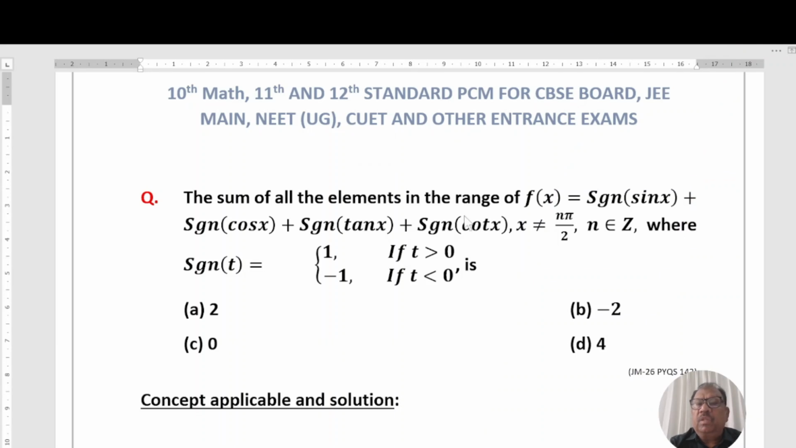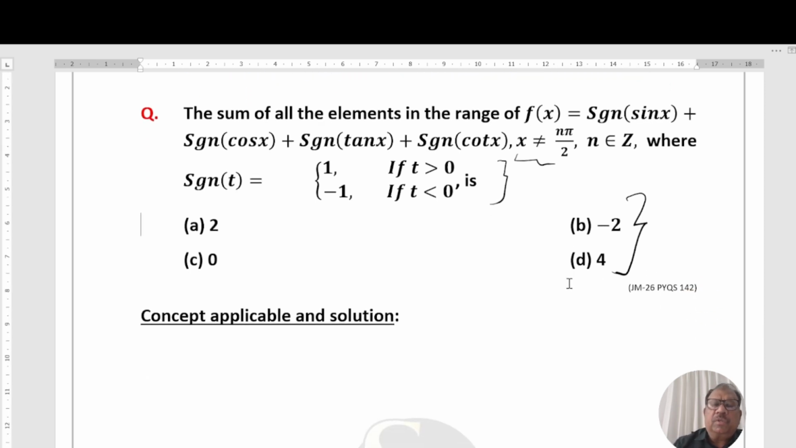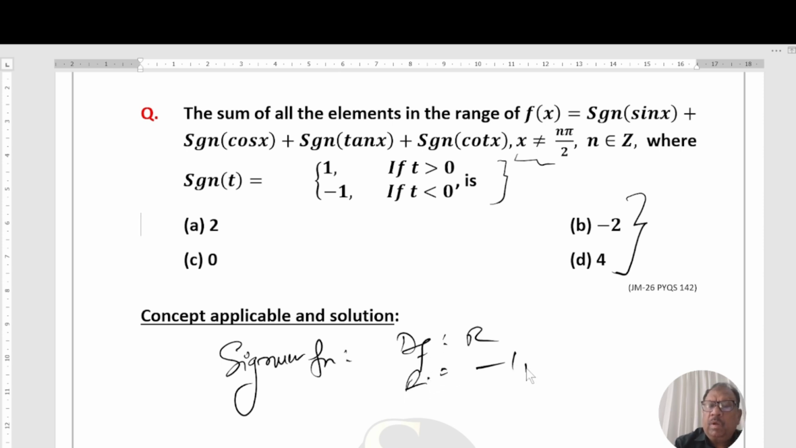Question is sum of all elements in the range of signum sin x plus signum cos x plus signum tan x plus signum cot x, where x is not equal to n pi by 2 and n belongs to Z. The purpose of this is that all functions are defined, where signum is defined like this. Answer is 1 if t greater than 0, answer is minus 1 if t less than 0. Four options are given, one of the options is correct. Signum function: domain is R and range is minus 1, 0, 1.